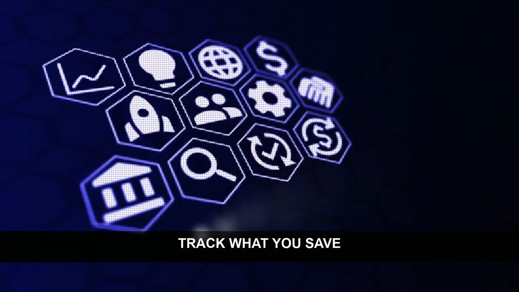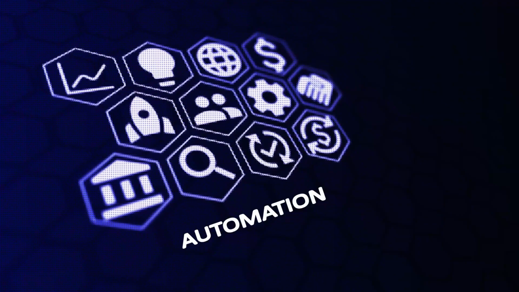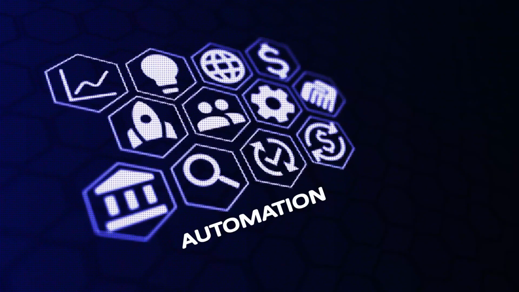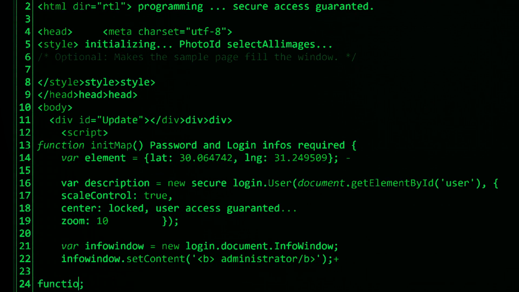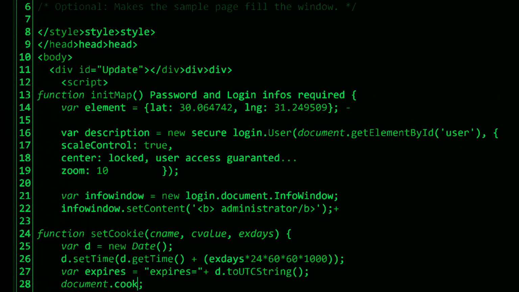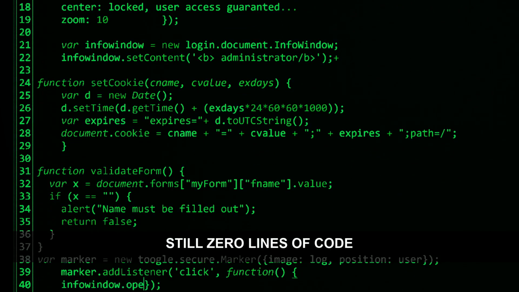Track what each automation actually saves you. 10 minutes here, 20 there. It won't feel like much on day 1, but stacked over a month, it's real hours back. In a month, you'll have 4 or 5 small automations quietly doing work you used to do by hand, and you still won't have written a single line of code.